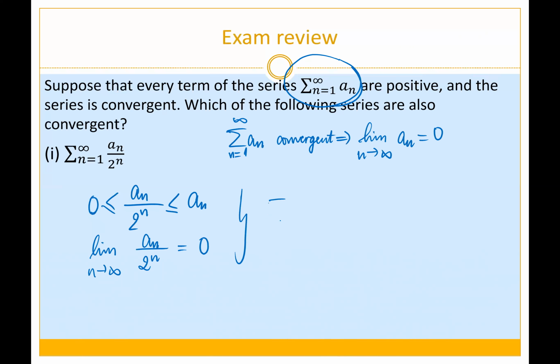you have this series an over 2 to the n is also convergent because it's smaller than a convergent series and that limit is also approaching 0 as n goes to infinity. This thing is also convergent by direct comparison test. So we have one series convergent.